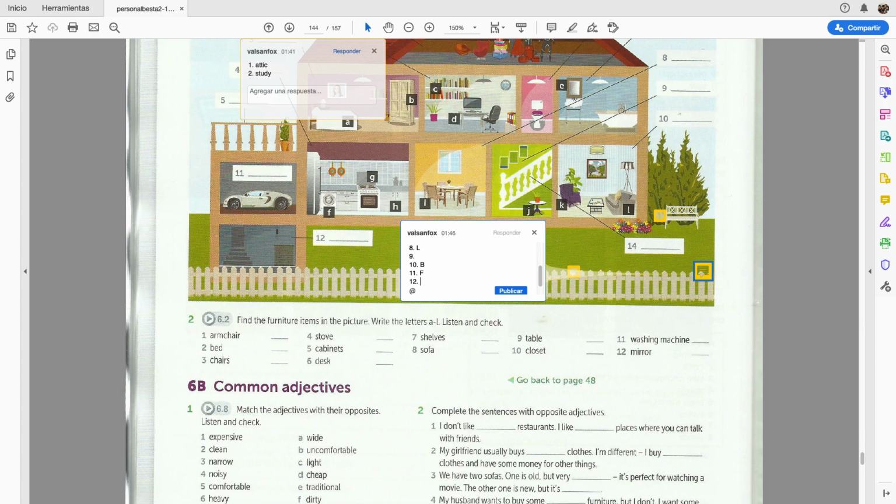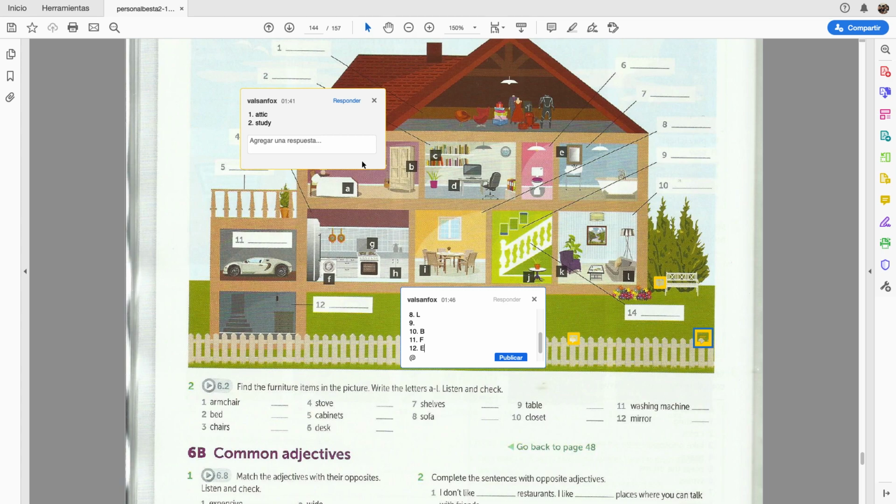And finally, in number 12, we have the mirror. It's where you can see yourself. You can see yourself there, or you can see your face there, which is letter E. Okay, perfect.